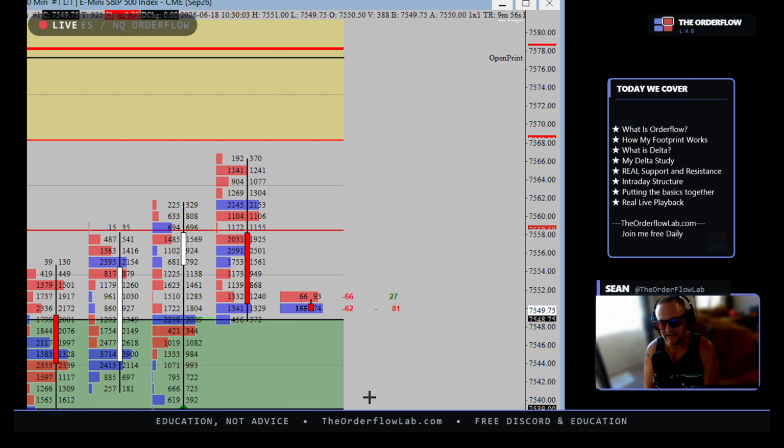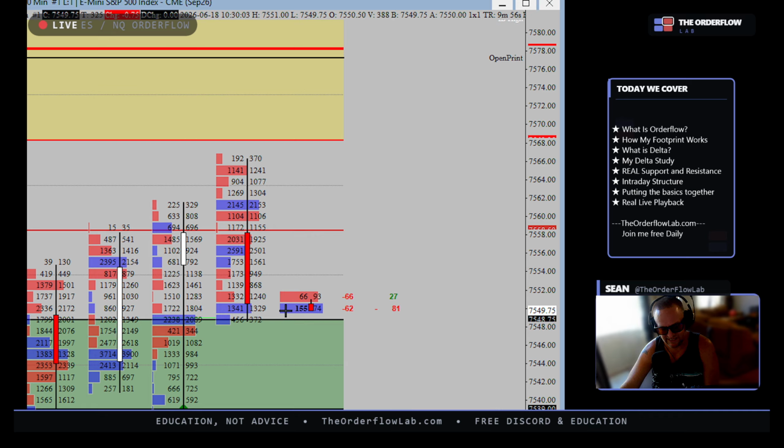Now, why diagonal? Well, a lot of times I look at diagonal data on my footprint. This is set up to show me diagonal data. Okay, diagonal delta. Why is that important? Because a diagonal delta will show me the imbalance in the auction. I don't look at it side by side except at a specific time, but I have both here. A diagonal delta will show me the imbalance in the auction. Okay, it's really, really important.